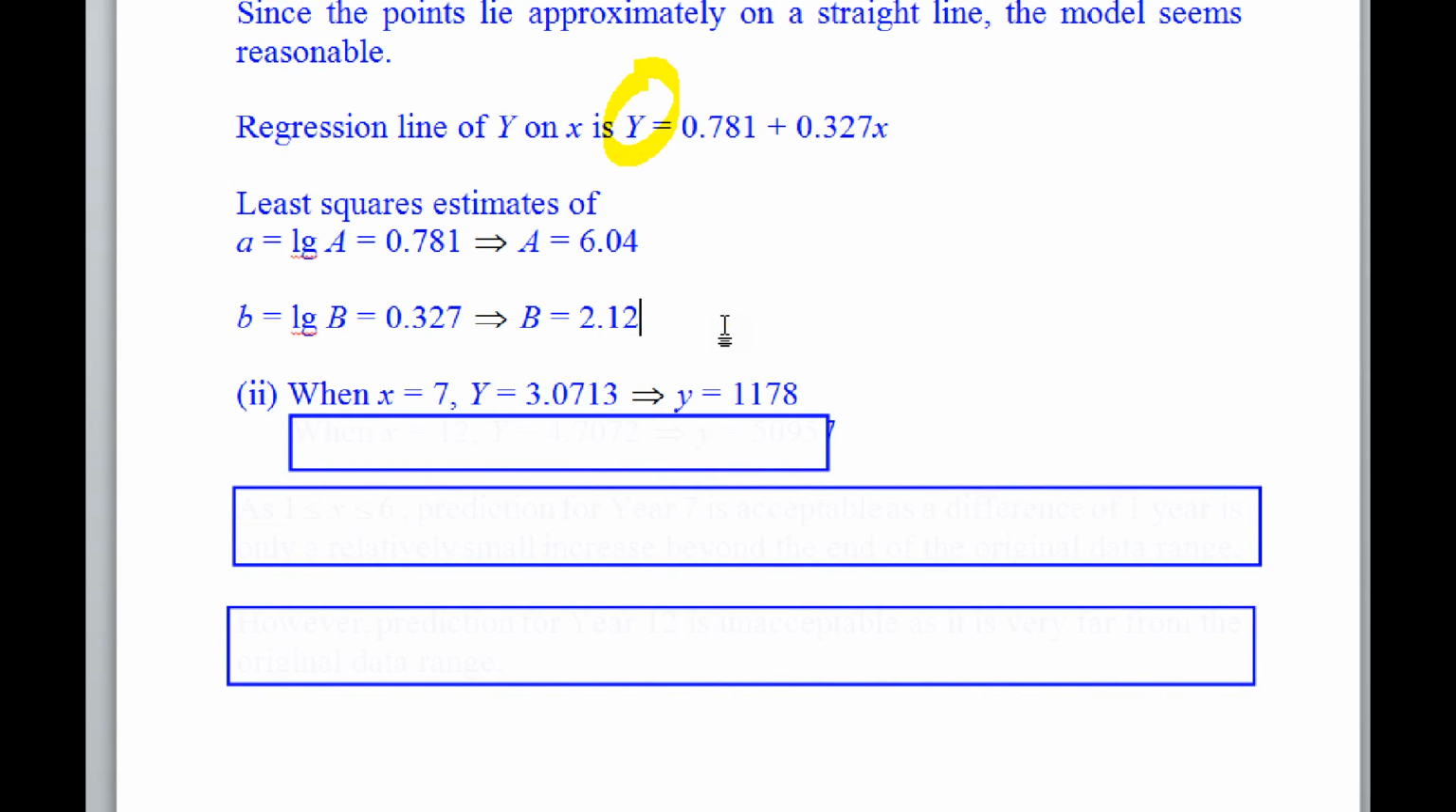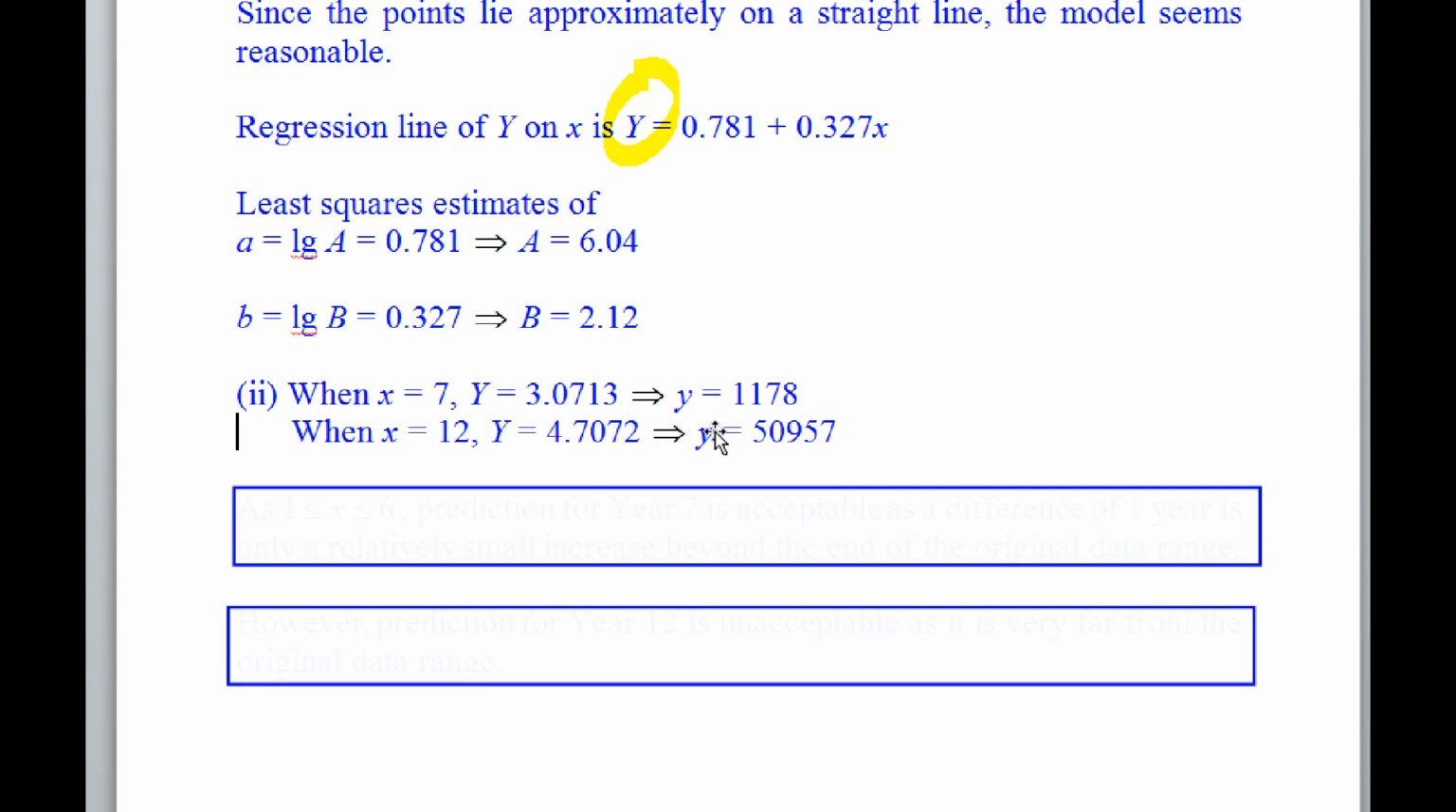So before that, we do the calculations first. When x is 7, y is this. How do you get that? You just substitute this into your linear regression line. If big Y is 3.07, then y is 10 to the power of this. You will get that. Now this estimate, this sales of 1178, is not too bad. Firstly, the number is not ridiculous compared to year 1 to year 6. Secondly, it is only 1 year after year 6.